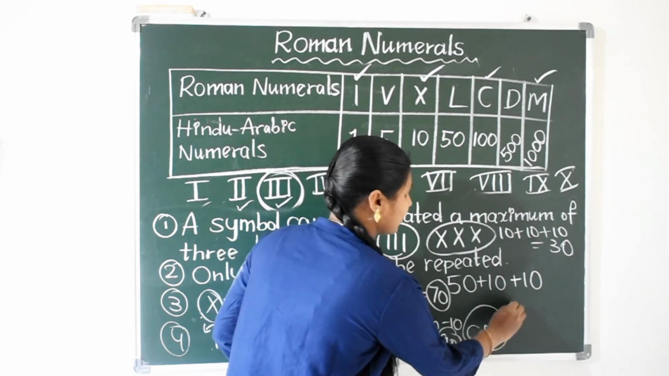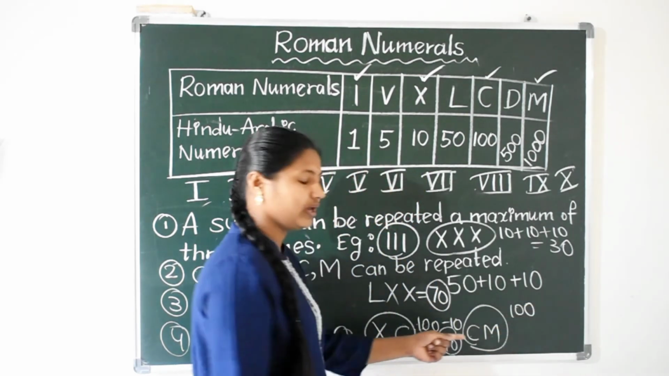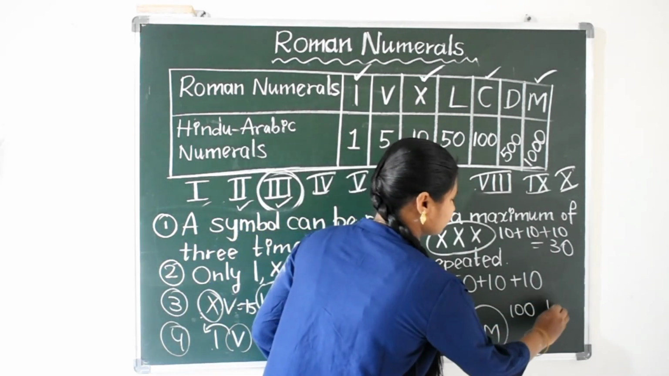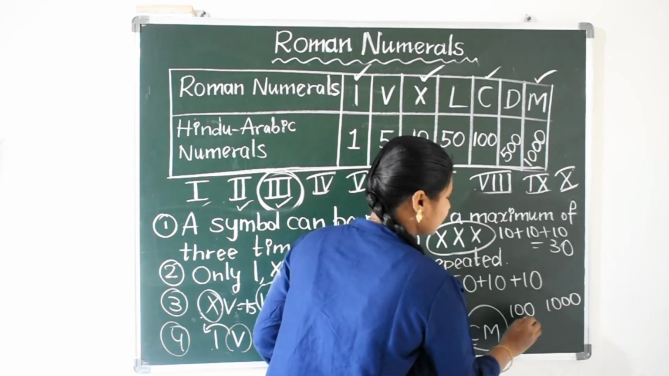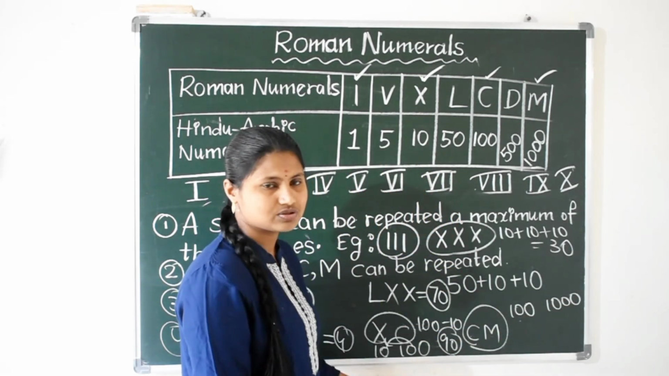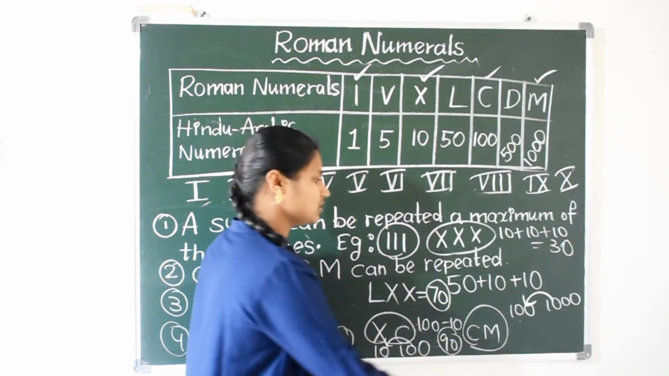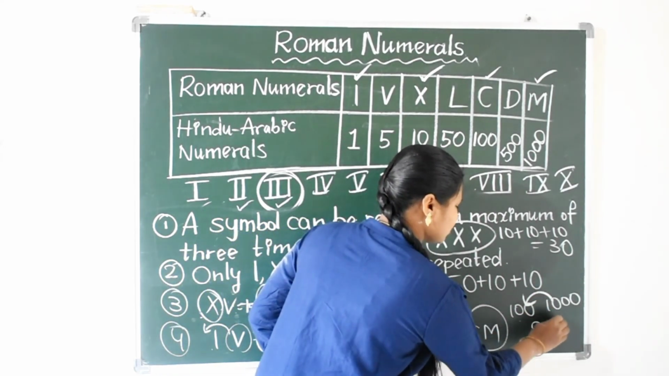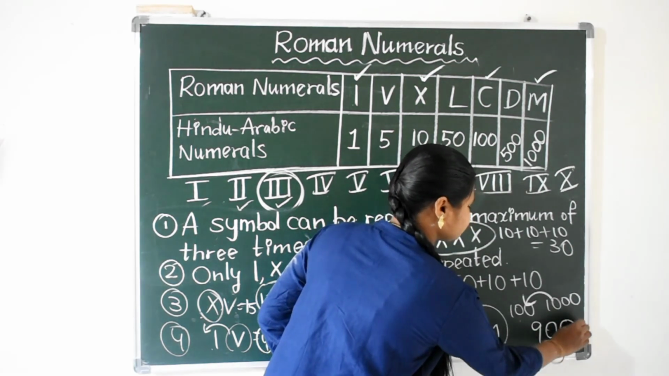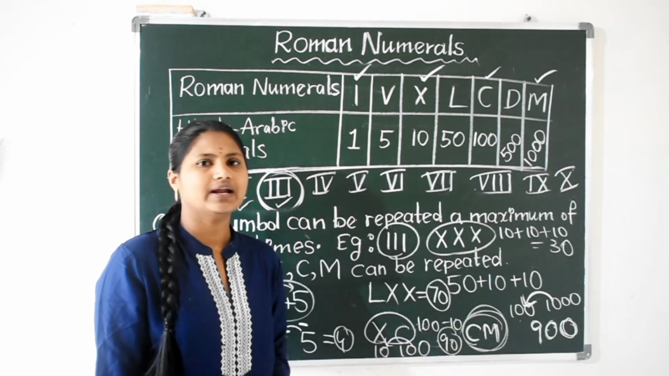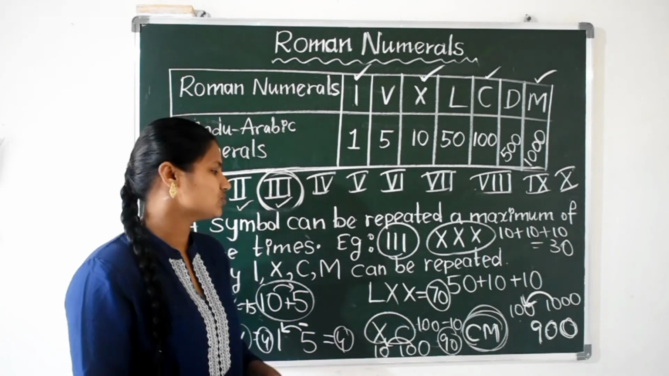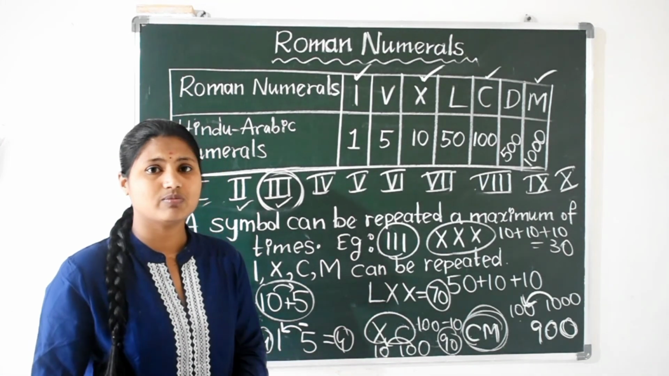And see here, CM. C means what? 100. M means 1000. Here also the smaller number is first, next the bigger number. So subtract. 1000 minus 100 gives us 900. CM value is 900. Okay, so these are the 4 rules in Roman numerals.